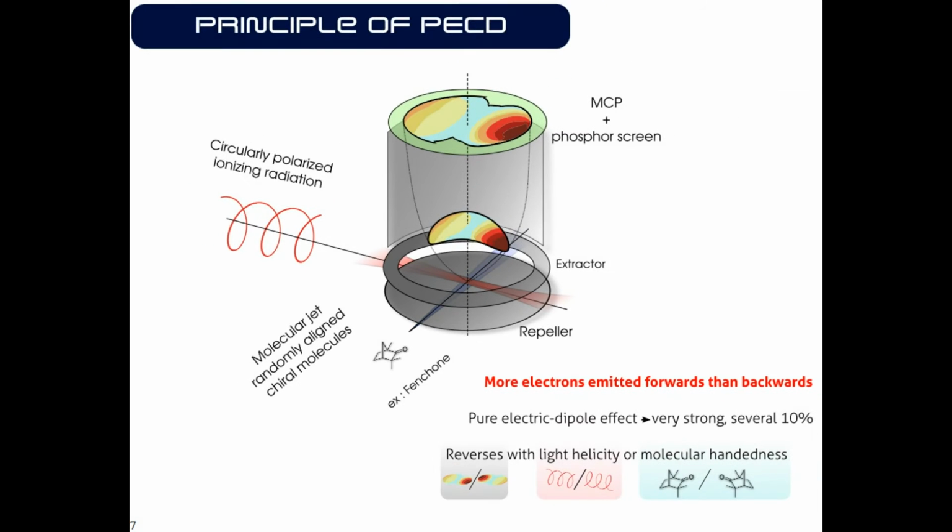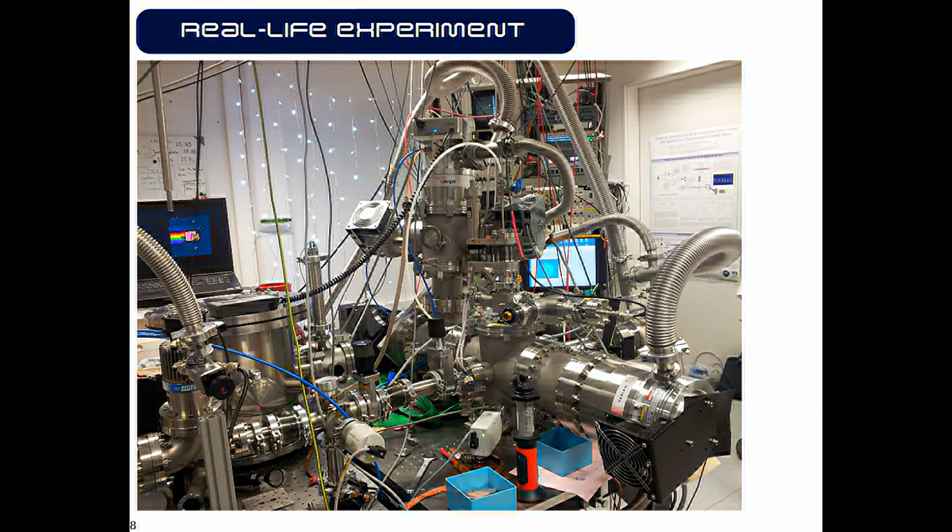When chiral molecules are ionized by circular light, more electrons can be emitted in the forward direction than backwards. This asymmetry is a pure electric dipole effect and is extremely strong. It can reach several tens of percent. This is what our VMI spectrometer looks like.